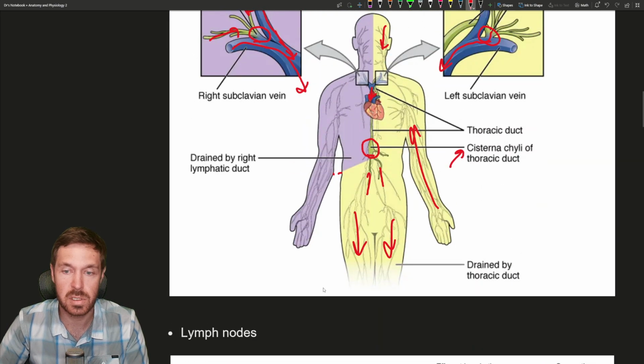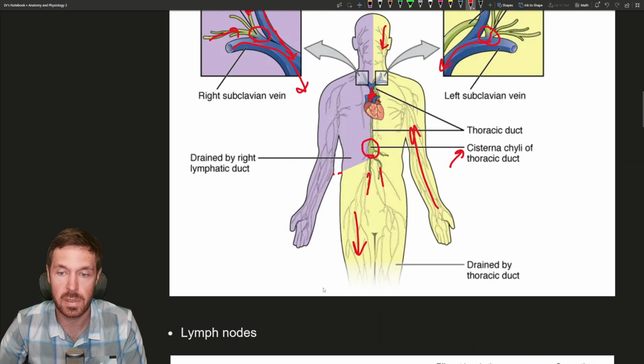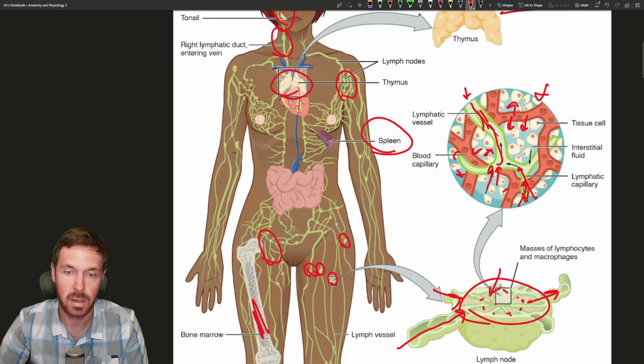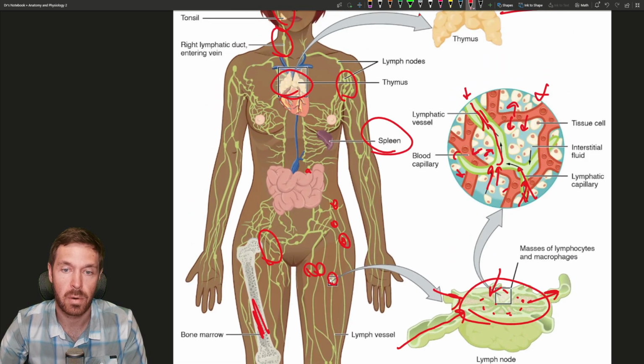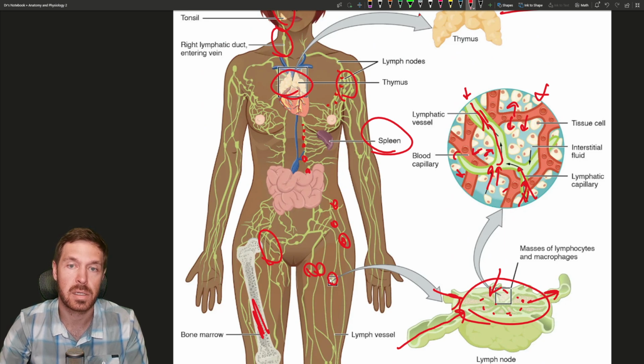And not only that, you don't just go through one lymph node. As you're moving up through the system, this image shows it a little better, you go through multiple. So there are multiple nodes that you can go through on your way up. So lots and lots of cleansing can happen until you drain back into that duct.